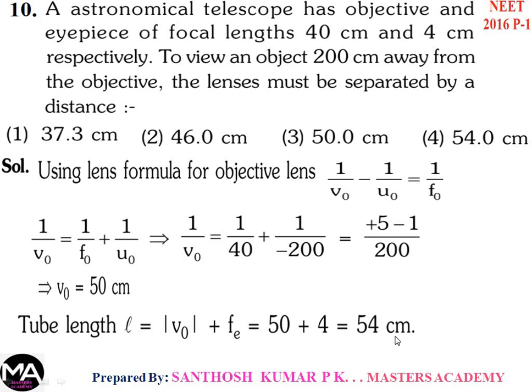So 50 plus 4 is 54 cm. Therefore, the two lenses must be separated by 54 cm. Answer is the fourth one, 54 cm.